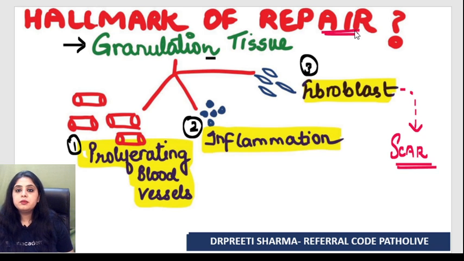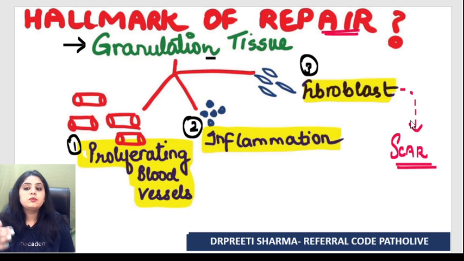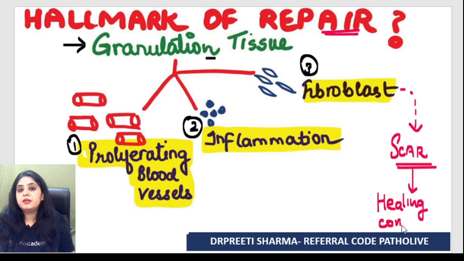Isn't that like your ultimate aim? If you're trying to repair something, your ultimate goal is to make a scar. And who's going to help you make that scar? First, a granulation tissue will form. That will have lots of blood vessels, lots of inflammation, lots of fibroblasts. Those fibroblasts will make a scar. And that is when you'll say that the process of healing or the process of repair stands complete.